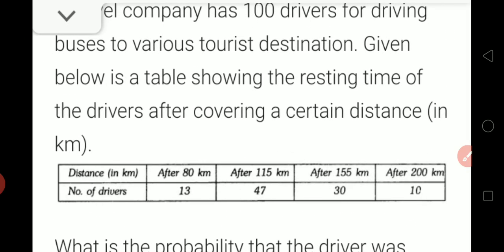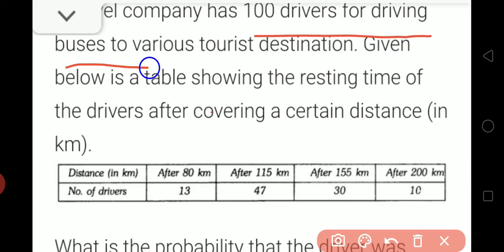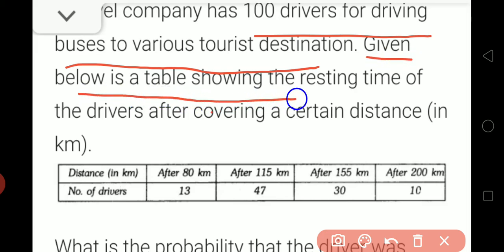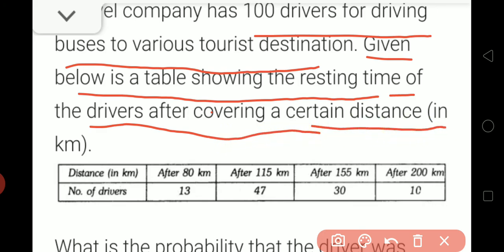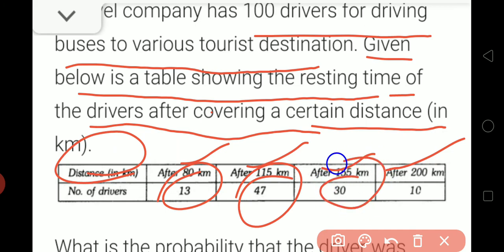Here you can see that a travel company has 100 drivers for driving buses to various tourist destinations. Given below is a table showing the resting time of the drivers after covering a certain distance in kilometers. You can see the distance covered in kilometers: after 80 kilometers, after 115 kilometers, after 155 kilometers, after 200 kilometers, and the number of drivers are 13, 47, 30 and 10.